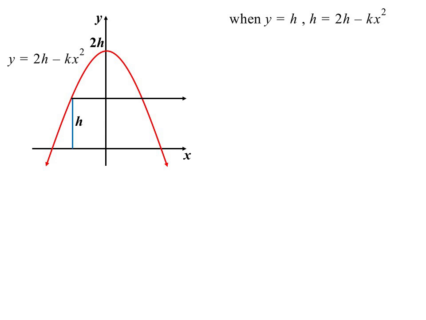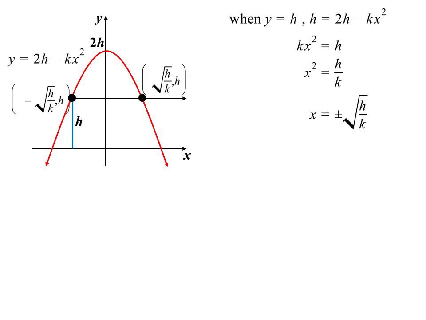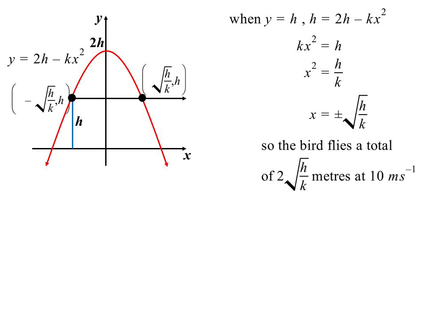So when y equals h, h will be 2h minus kx squared. I can play around with that, and I get that it's plus or minus root h on k. Well, this one must be minus root h on k. The one on the other side would be the positive. So now we can work out how far the bird flies before it gets hit. It's going to be twice that, twice root h on k, and we know it's travelling at 10 meters per second. So I now know how long the bird flies for before it's hit.